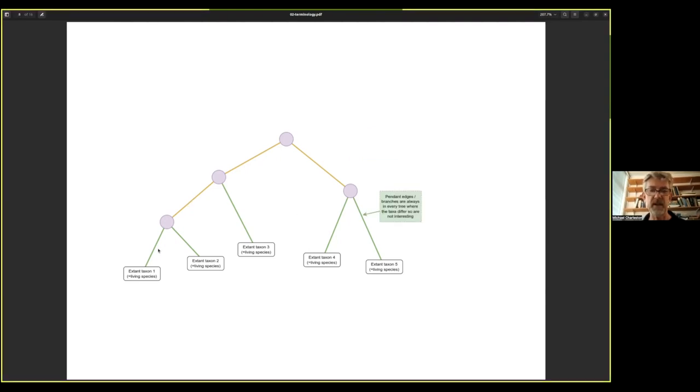The pendant edges, that's the ones highlighted here in green, will occur on every tree. All they are telling us is that the different extant taxa, the tips, are just different from everything else. They've evolved from some common ancestor from which they diverged a bit. So they will appear on every tree and are therefore not, in a sense, interesting because they don't tell us anything about the relationships between the species.